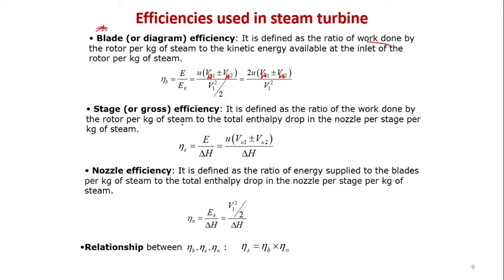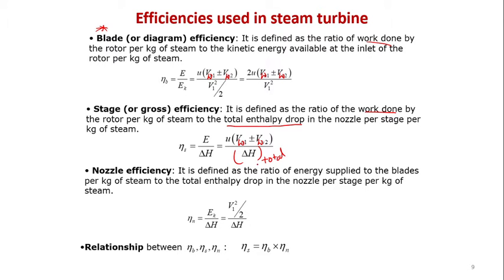Next, coming to stage efficiency. What is stage efficiency? It is defined as the ratio of work done by the rotor per kg of steam to the total enthalpy drop in the nozzle. What this enthalpy drop is, we'll see in the problems. So it is U (VW1 plus or minus VW2) whole divided by the total enthalpy drop.